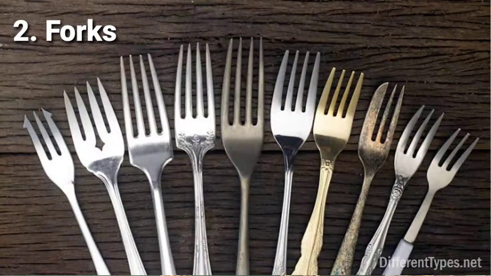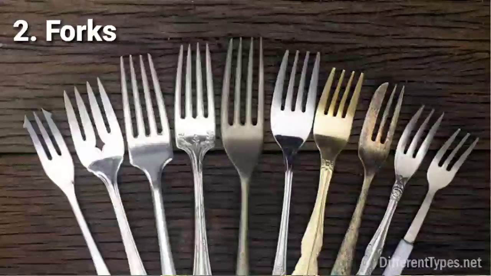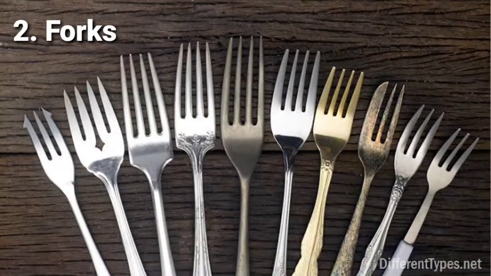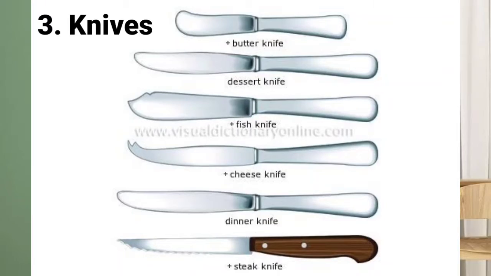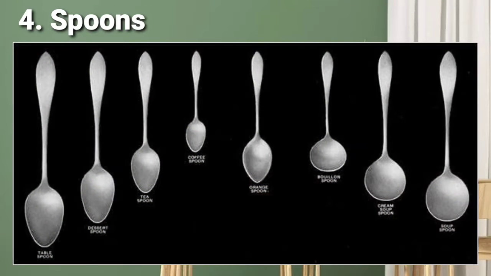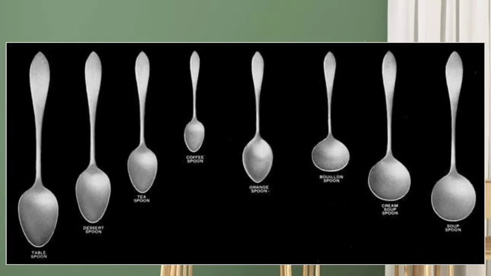Forks. These are usually placed on the left side of the main service plate. The exception is the dessert fork, which can be placed above the plate, and the oyster fork, which is placed on the right side. Knives are always placed on the right side of the plate, with the cutting blade facing inwards towards the plate. Spoons are typically placed on the right side of the plate. The exception is the dessert spoon, which is placed directly above the service plate.